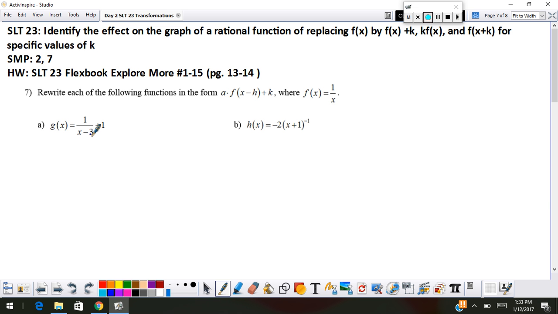The argument is x minus 3, so that's going to be our x minus h. There's a 1 in our numerator, so I don't really need to put, if I wanted to, I could put 1 times, but I'm not going to do that. You can if you want. I've got f, my argument is x minus 3, and outside is plus 1. And I want you to also state the vertical asymptote, the horizontal asymptote, the domain, and the range.